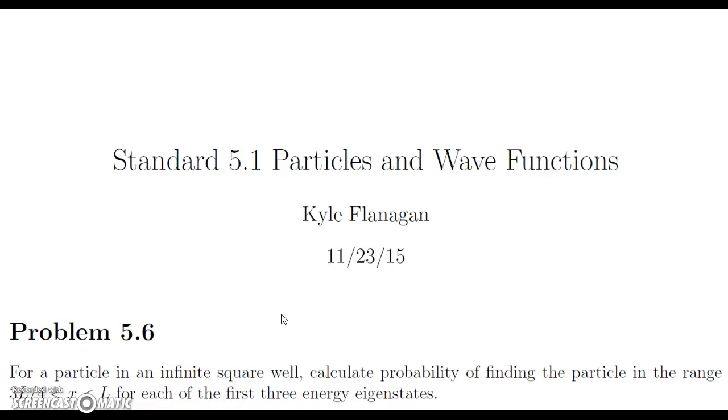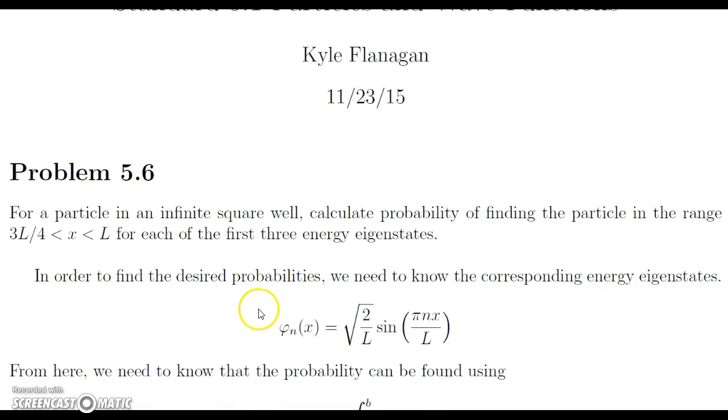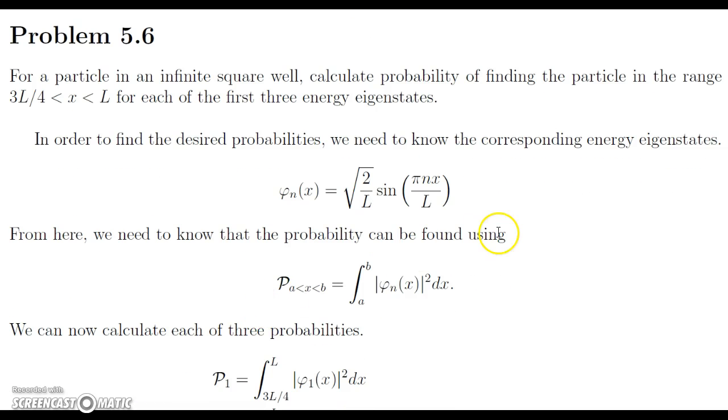So the length of our square well is going to be L, and then we're going to be measuring the probability that it lands in the last quarter of this. In order to find the desired probabilities, we need to first know what these energy eigenstates are. Since we know that the energy eigenstates are quantized, we have that phi n of x is equal to root 2 over L times sine of pi n x over L.